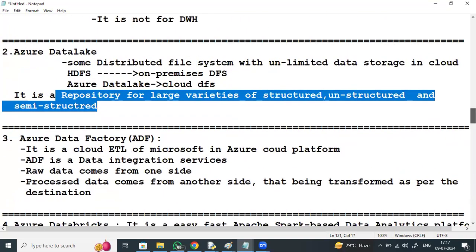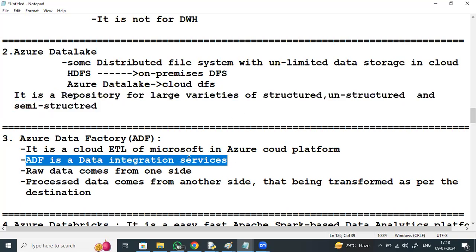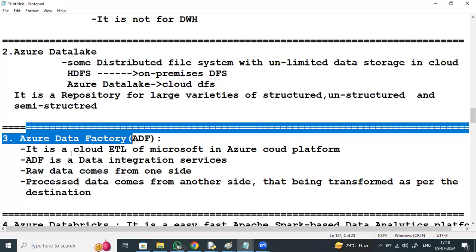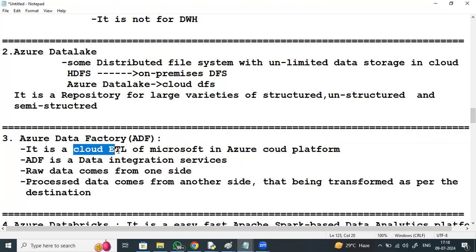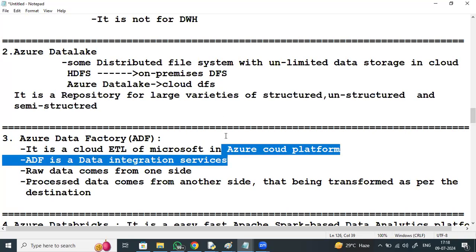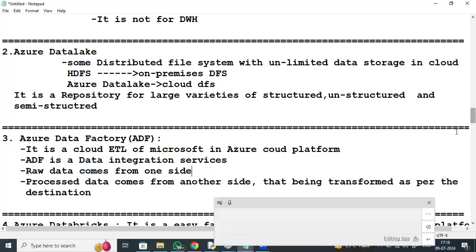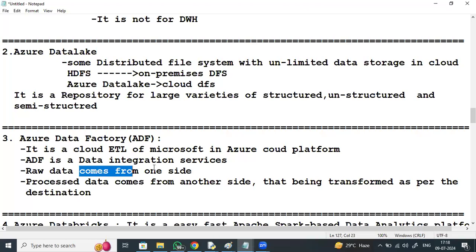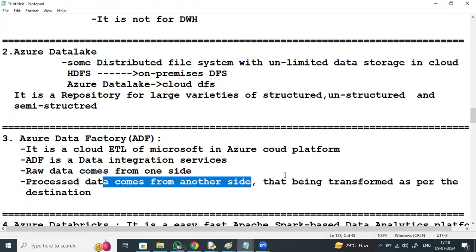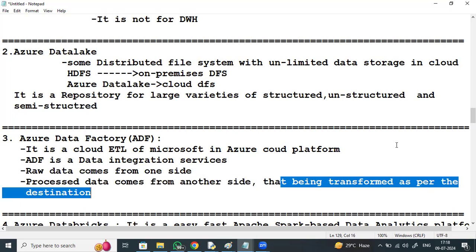Data Factory: you've got OLTP systems on one side and a data warehouse on the other side. It acts as an integration service that integrates both the OLTP and the data warehouse. It is a data integration service, simply Azure ADF. It's a cloud ETL, extracting, transforming, and loading, the ETL of Microsoft in the Azure cloud platform. Data comes from one side, and it has to be transformed as per the destination.